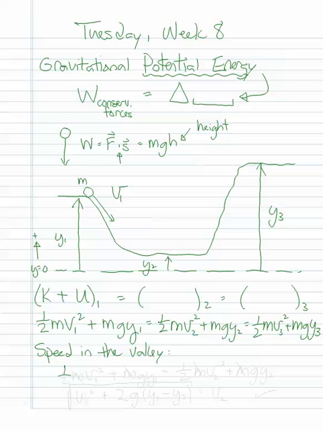And so I write 1/2 mv1 squared plus mgy1 is 1/2 mv2 squared plus mgy2. I'll divide through by the m's. I'll multiply through by 2, and so I get v1 squared plus 2g, and now I'm going to bring the y's to the same side, y1 minus y2, is equal to v2 squared. And so if I square root that whole thing, that's v2.